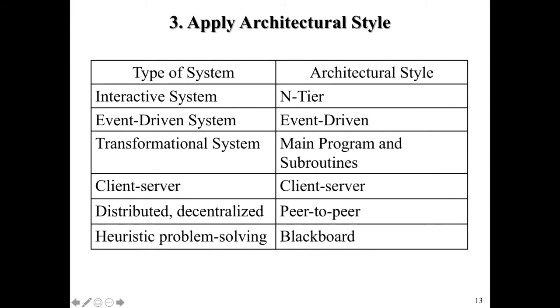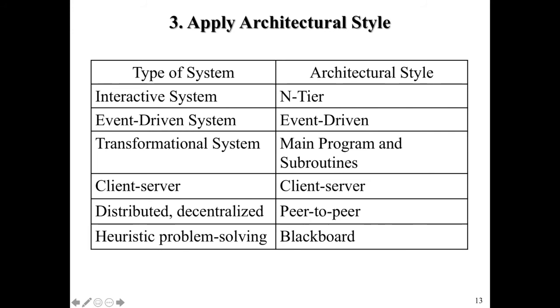For your interactive system, you should use n-tier architecture. For your event-driven system, the architecture name is also event-driven. For your transformational system, the name of the architecture is main program and subroutines. If your type of system is client server, the architecture is also called client server. For other distributed or decentralized systems, you can use peer-to-peer.